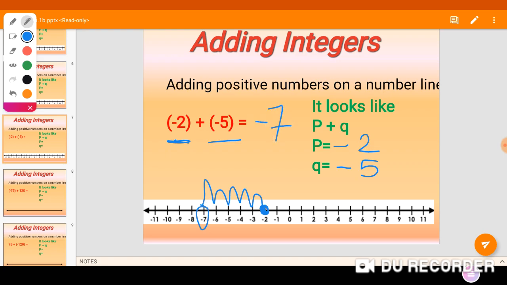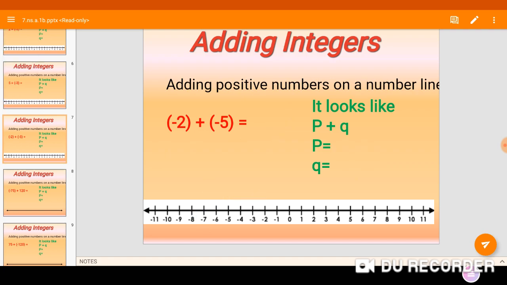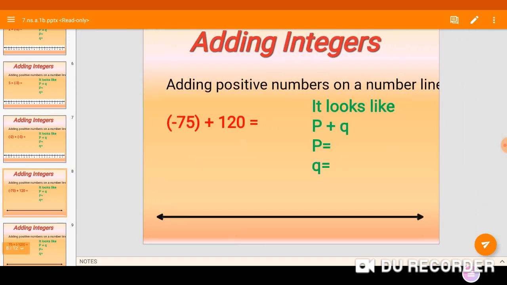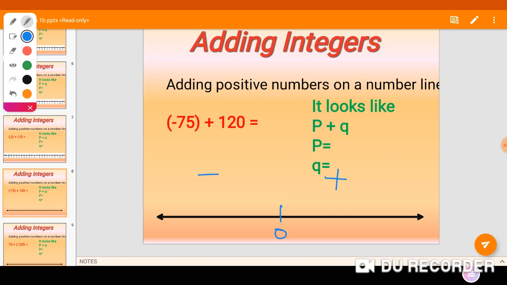Okay. What about if I have big numbers? This is easy for small numbers. What about big numbers? Like this example. If I have negative 75 plus 120, on the number line here, if I write 1, 2, 3, 4, I will not reach 75 or 120. So how can we make it? Put 0 in the middle of the number line here. This is the 0 position. Actually, we have on the right-hand side the positive numbers, and on the left-hand side negative numbers.